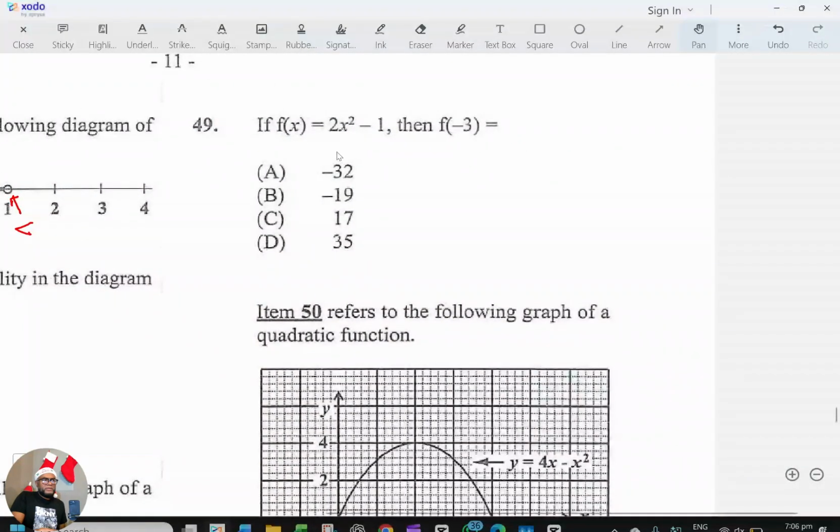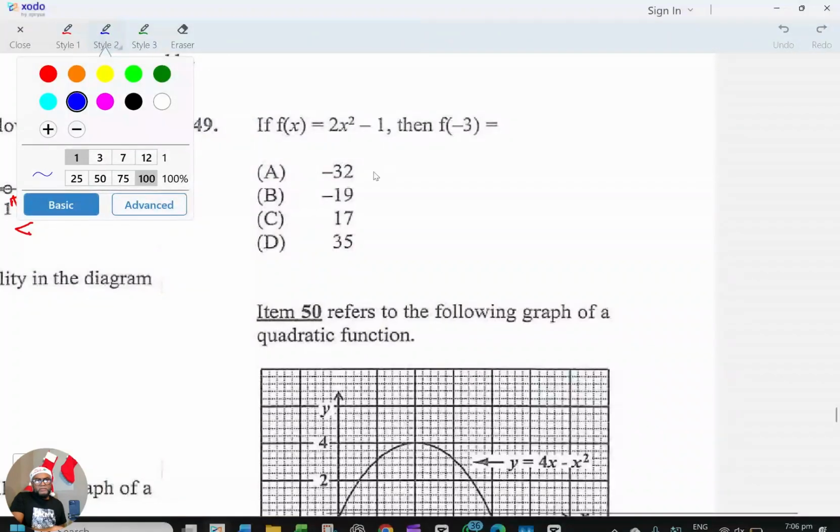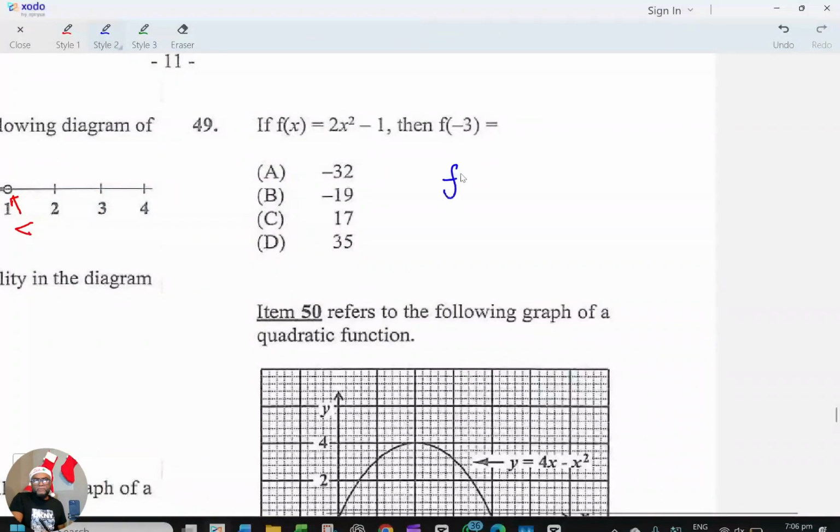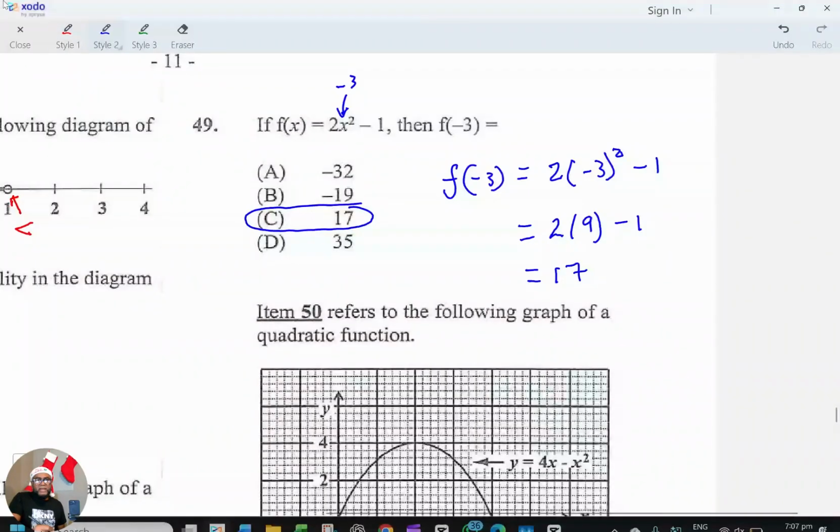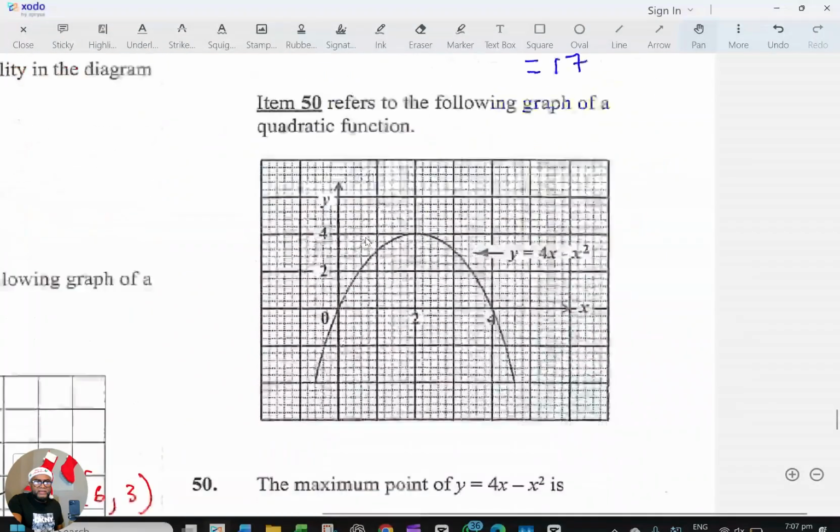So there you go. So we have 2x squared minus 1, right? And we want to find f of negative 3. It simply means we are replacing this x here with negative 3. So this will be 2 by negative 3 squared minus 1. Negative 3 squared is positive 9. 2 by 9 minus 1. 9 2s are 18. 18 minus 1 is 17. Right? And last question for the evening.